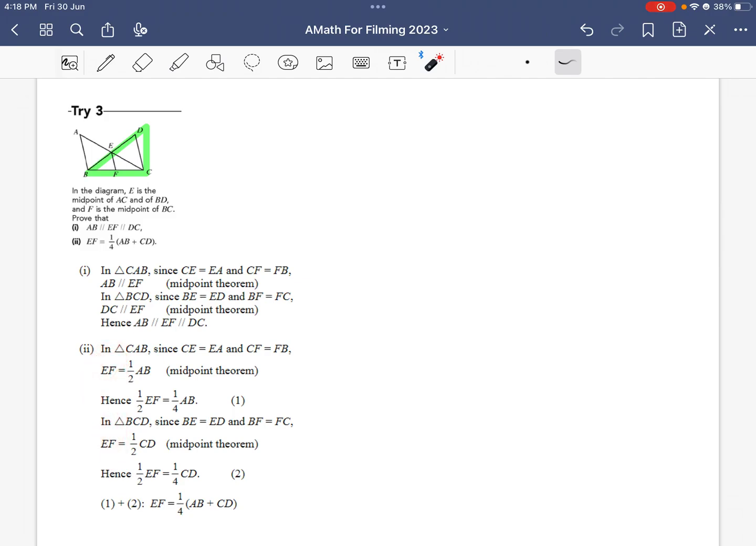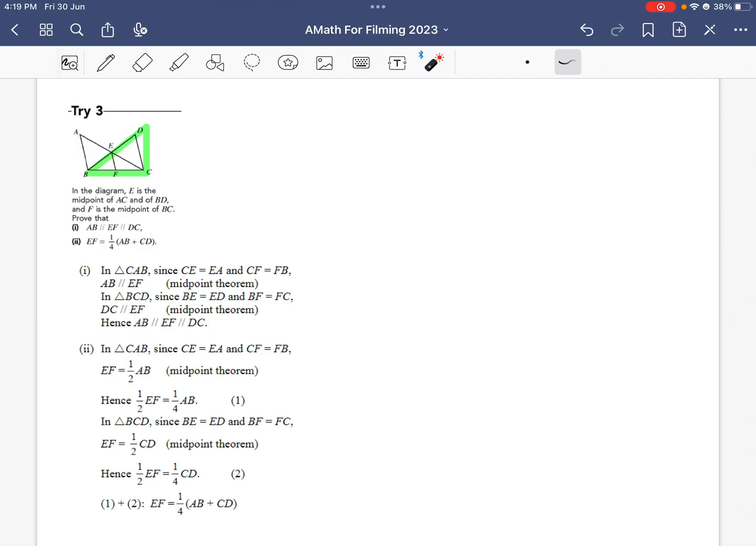So what I can say is that half of EF equals AB. Okay, give me a moment. So EF was actually half of AB. That one we wrote down. EF is actually half of CD. We actually wrote that down itself. So we should not try to eliminate EF. Why? Because if I eliminate EF, that cannot prove that EF is 1/4 of AB plus CD itself.